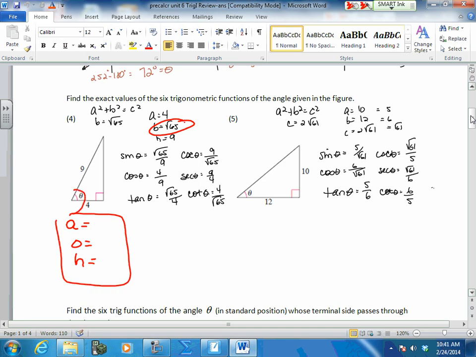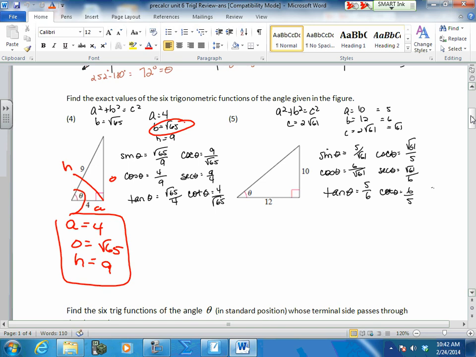So if this is my angle of reference, opposite the 90 degrees is always the hypotenuse. Opposite my angle, and then adjacent. Fill them in. You found your opposite to be radical 65, and your hypotenuse to be 9. And you can find all your functions, take their reciprocals, to find the reciprocal functions.